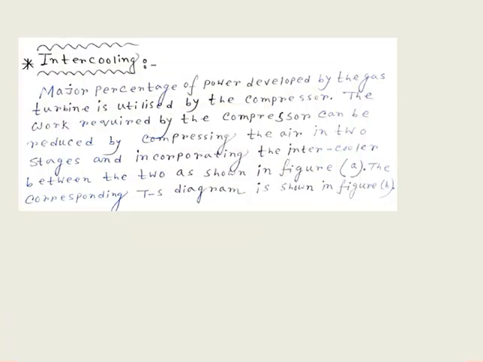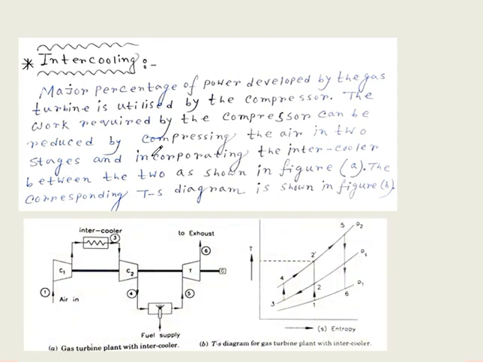Next, I will discuss intercooling. A major percentage of power developed by the gas turbine is utilized by the compressor. The work required by the compressor can be reduced by compressing the air in two stages and incorporating the intercooler between the two, as shown in this figure, and the corresponding TS diagram is shown in this figure.